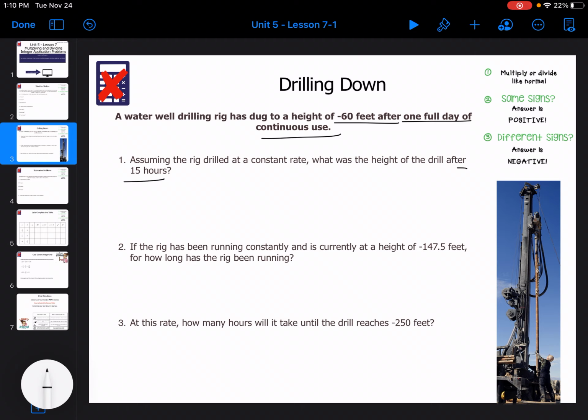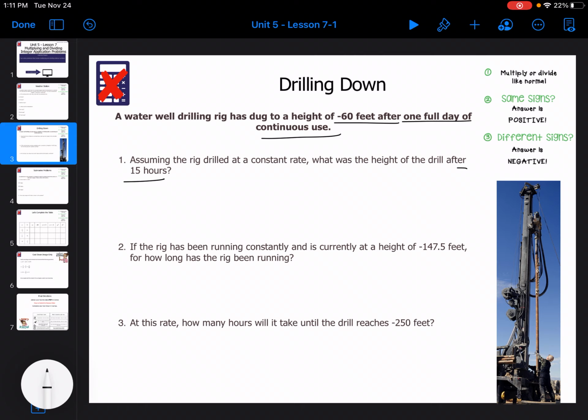Okay, so I know that it dug after 1 full day of continuous use. So 15 hours. Well, it's not really giving me any information right here about what's going on, so I'm going to look it up and make sure I didn't make a typo in the question, because that could totally happen, because they didn't tell us. I'm wondering if it's -60 feet per hour, but let's look.